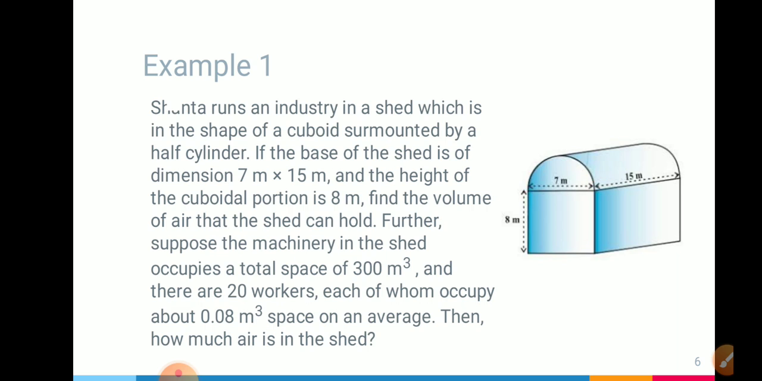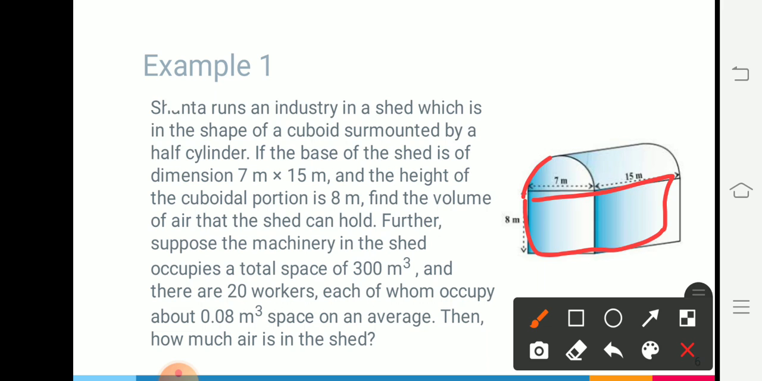Further, suppose the machinery in the shed occupies a total space of 300 meter cube and there are 20 workers, each of whom occupy about 0.08 meter cube space on an average, then how much air is in the shed? Now let's understand the question clearly. This is a cuboid.